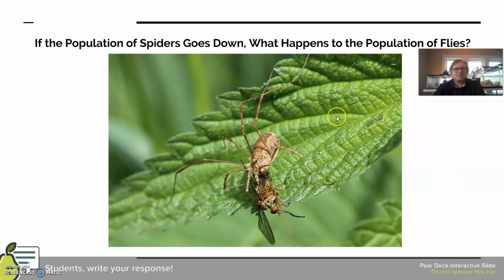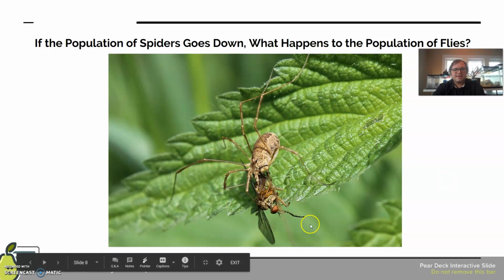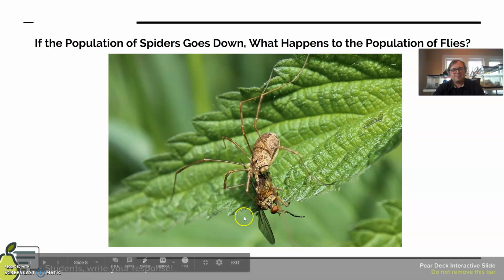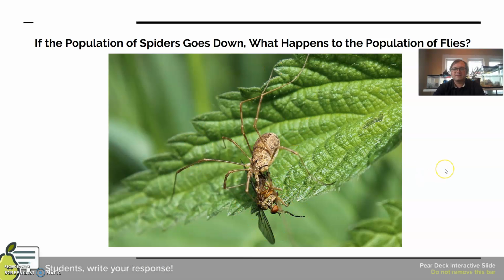If the population of spiders goes down, what happens to the population of flies? Some of you out there might be keenly looking at this and saying, oh, that's a granddaddy longlegs. You may already know that a granddaddy longlegs is not technically a spider, even though they are very closely related. But just for the sake of this example, if the population of spiders goes down, the predator, what happens to the population of flies, the prey?